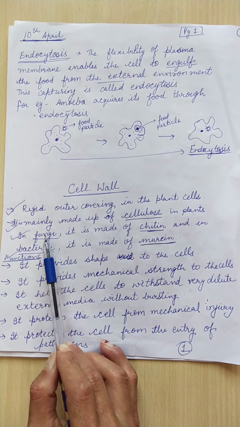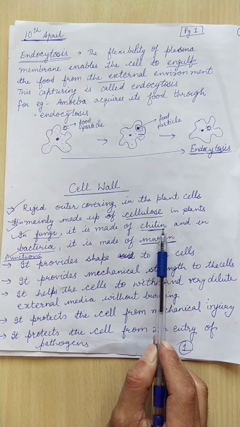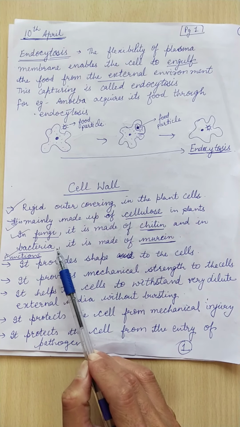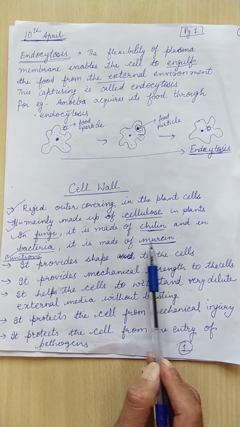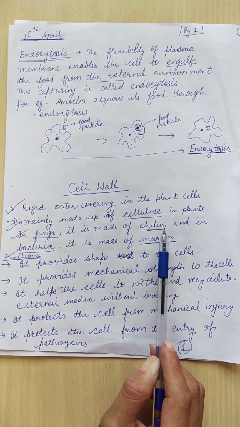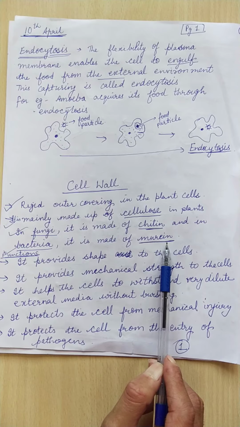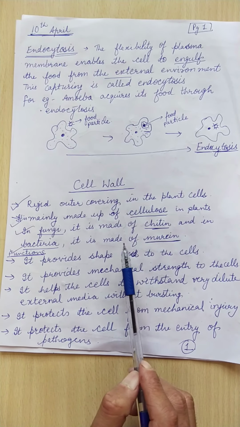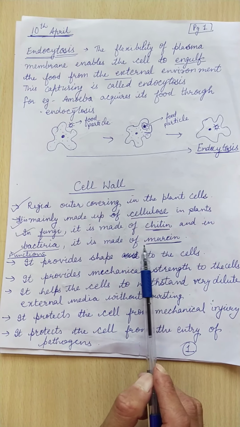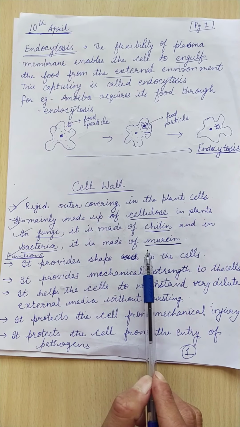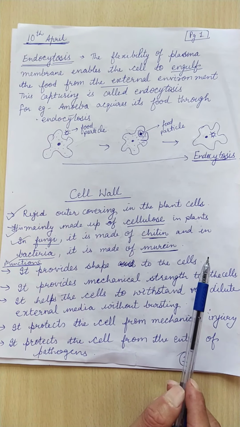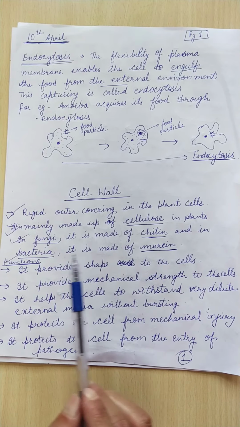In fungi, this cell wall is made up of chitin, and in bacteria, this cell wall is made up of murein. These cellulose, chitin and murein are complex substances. Why do we call them complex substances? Because they are formed by the joining of many simple substances, simple sugars.